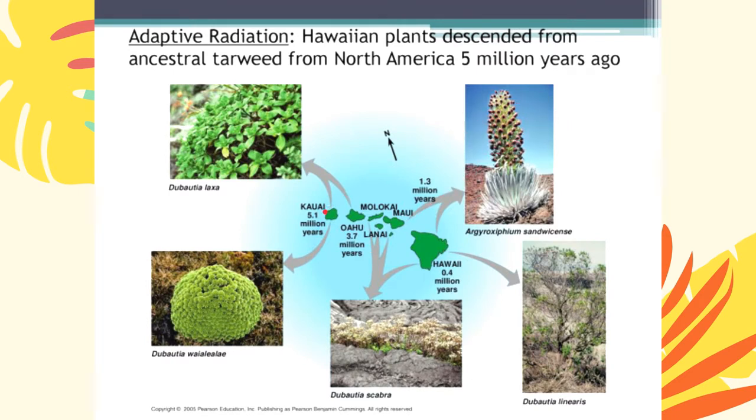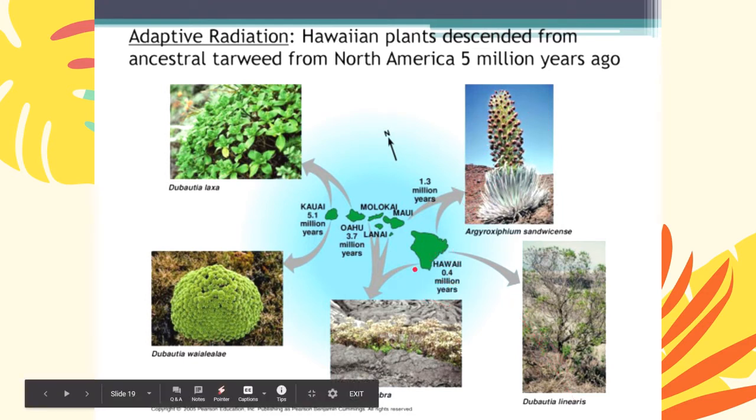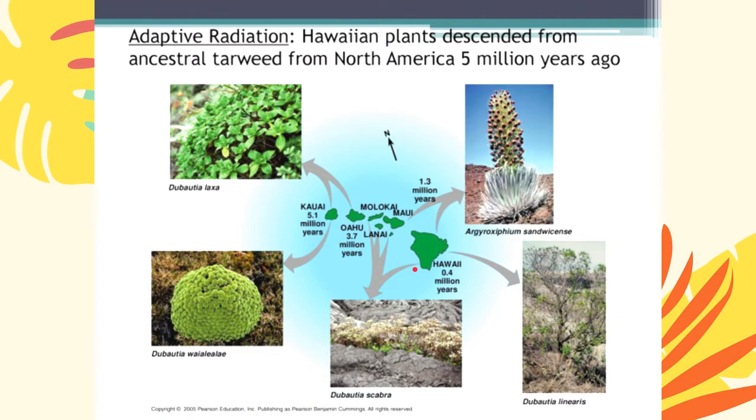So this one shows adaptive radiation in Hawaiian plants. They descended from a tarweed from North America. Imagine 5 million years ago. From their ancestor, you have these different forms of Hawaiian plants based on their surroundings. For different islands, there's a different form or different evolution of that ancestral tarweed, because that's what's needed in their ecological niche, in their environment, to survive. So the pressure to adapt was enough to cause speciation among those plants.